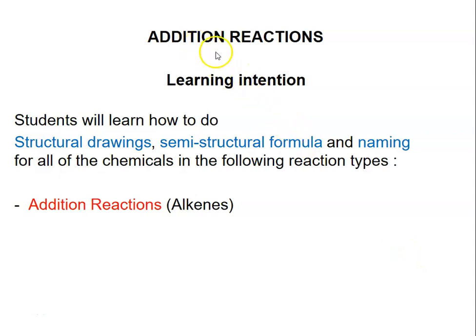Okay, this is addition reactions. We're going to look at structural drawings, semi-structural formula, and naming of all of the chemicals. So addition reactions happen with alkenes.